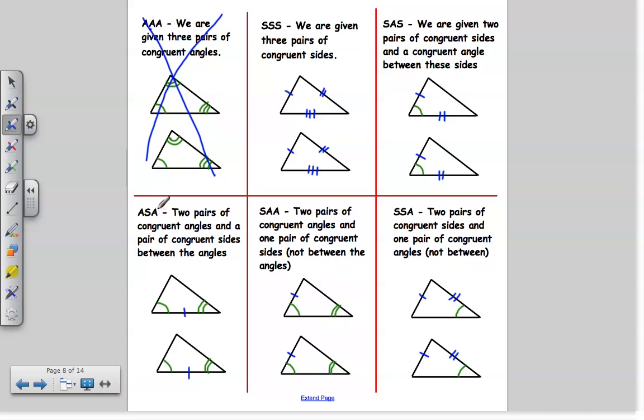Here I have angle, side, angle. In this case, the side that's congruent needs to be in between the two pairs of congruent angles. Here I have side, angle, angle, meaning you have one side congruent and then two angles after it. And side, side, angle. There'd be two sides and an angle not between them being congruent. So we're going to talk about all of these eventually. Today, focusing on side, side, side. Don't worry about those others just yet.